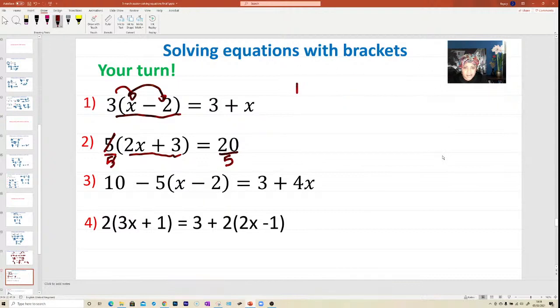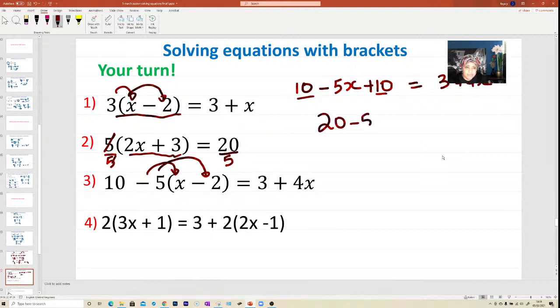So we got 10 take away. We need to multiply this. Minus 5 times x is minus 5x. Minus 5 times minus 2: 5 times 2 is 10, and negative times negative is plus, so we have plus 10. Okay, and that's equal to 3 plus 4x. Let's collect like terms. 10 and 10 can be added. So 10 plus 10 is 20. Minus 5x equals 3 plus 4x.